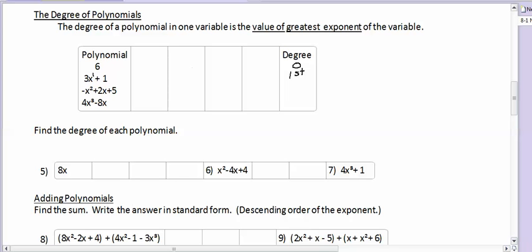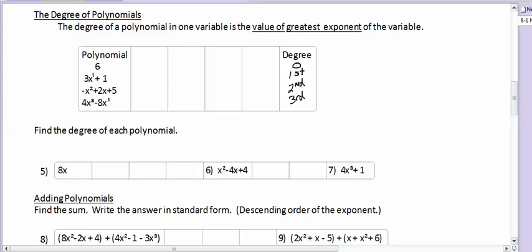Okay, and this one, the largest exponent is 2. So there's 2 x's right there, but the largest exponent is 2. So that equation is going to be a second degree trinomial. And then the bottom one, the largest exponent is a 3. It's a third degree binomial. So it depends on the largest exponent of your equation, and that's how you're going to identify the degree.